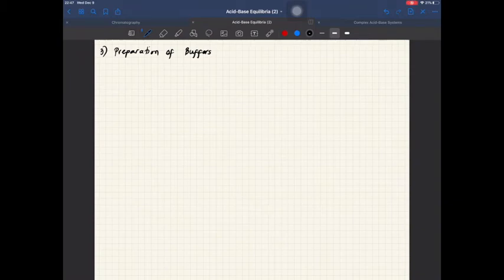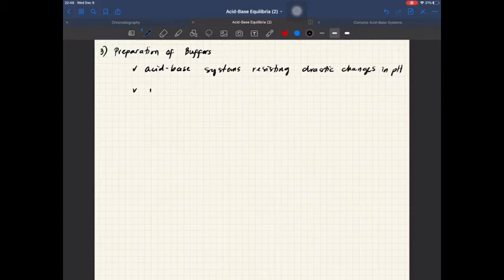The next topic that we'll be talking about is the preparation of buffers. First and foremost, what are buffers? Buffers are acid-base systems that resist drastic changes in pH. What are buffers made up of? Buffers are made up of weak acids and the conjugate base of the weak acid, or weak bases and the conjugate acid of the weak base.